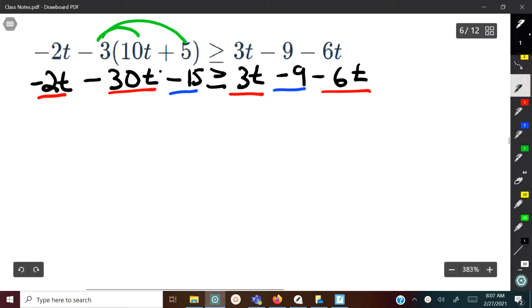So the two reds over here, we're going to collect them. The two reds over here, we're going to collect them. And then everything else we're going to bring down. So here I have a -2t and a -30t. They're the same sign, so find the sum. 30 plus 2 is 32t. And since they're both negative, we keep it negative. And I'm going to bring down this -15.